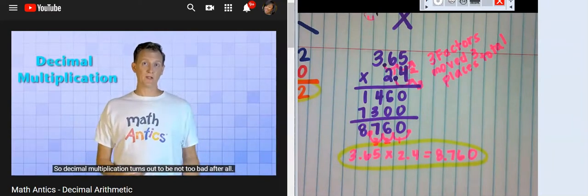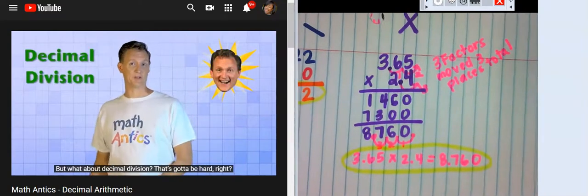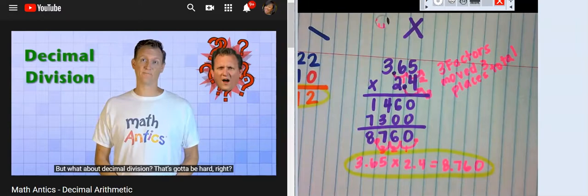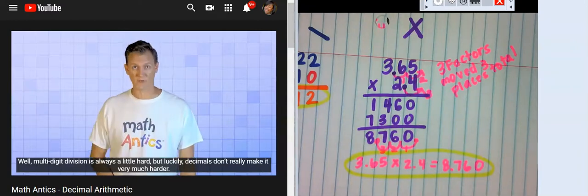So decimal multiplication turns out to be not too bad after all. But what about decimal division? That's gotta be hard, right? Well, multi-digit division is always a little hard, but luckily, decimals don't really make it very much harder.